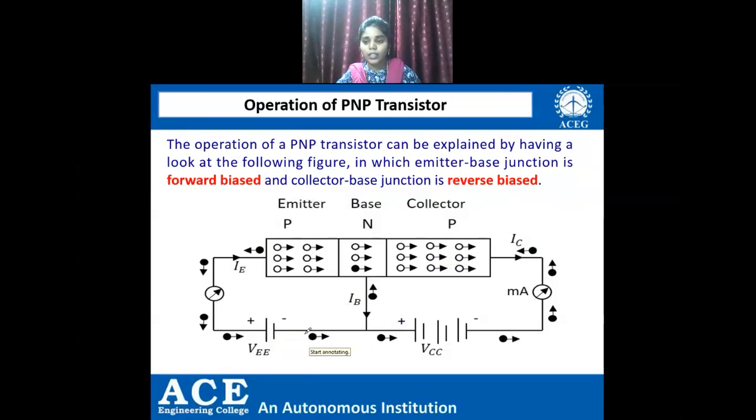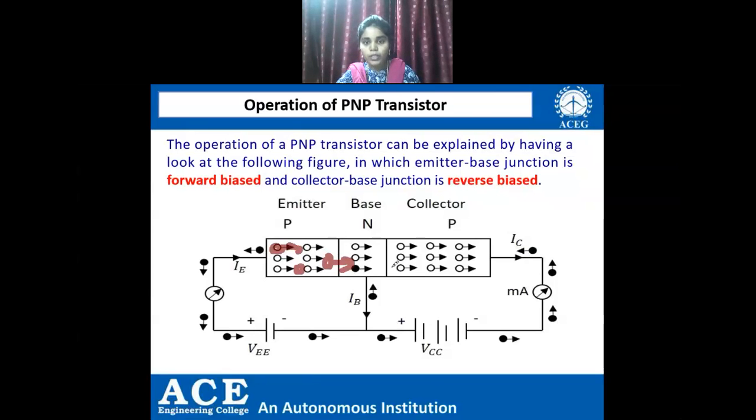When I make connections in this format, as positive is connected to the P side, this positive is going to oppose the holes present in my P type material. P has holes. Whenever I connect positive to the P terminal, these holes experience a repulsion. Whenever these holes experience repulsion, they go towards N. Clear? Holes are going towards N.